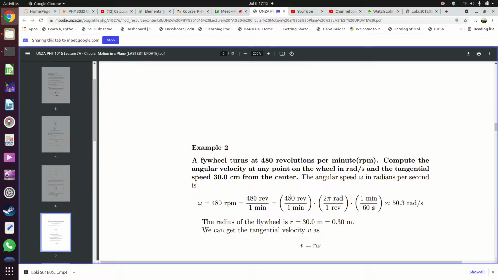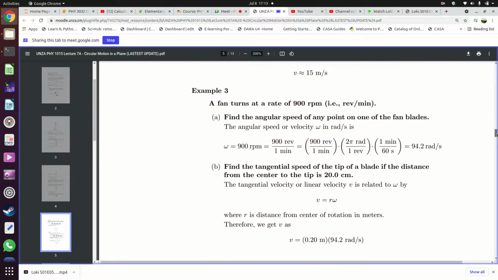In that case, you multiply your 480 by 2 pi radians, then divided by 60, and you end up with 50.3 radians per second. Is this conversion from revolutions per minute to radians per second clear now to everyone? What factors do you multiply with to change? It is, sir. Okay. Exactly. All right. So that's the other thing I wanted to highlight.